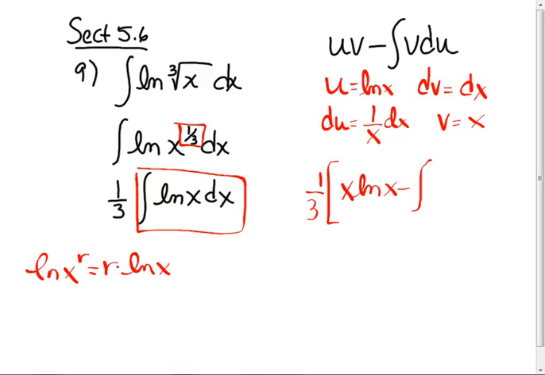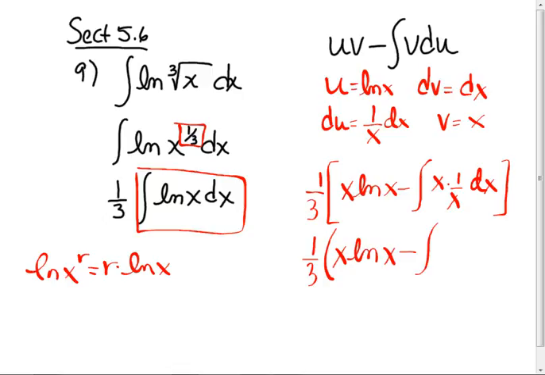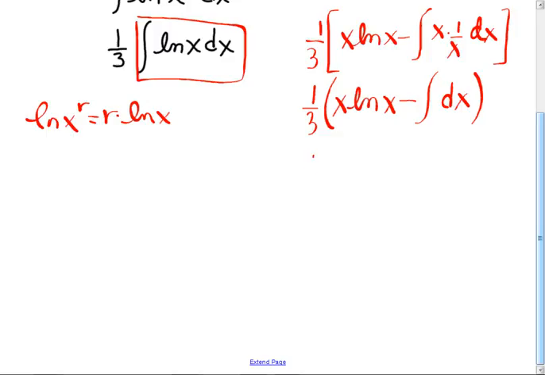Okay, then it's the integral of v, which is x times du. And what's going to happen to the x's? They're going to cancel out. So I get 1/3 x log x minus the integral of dx, which is 1/3 x log x minus x plus c. C could be in the parentheses or out. Doesn't matter. Pretty sure there wasn't an ln of x. Oh yeah. Antiderivative of log is x log x minus x.